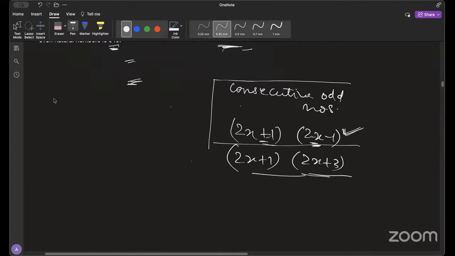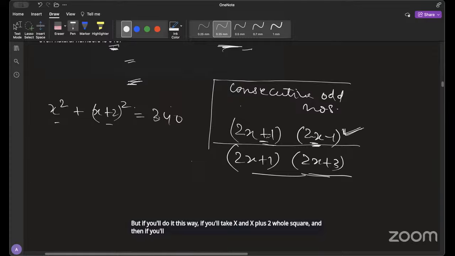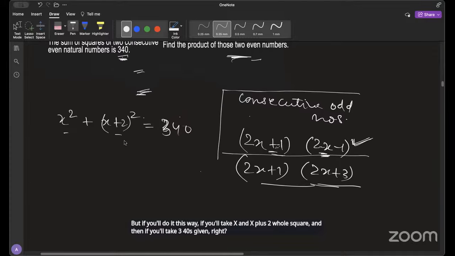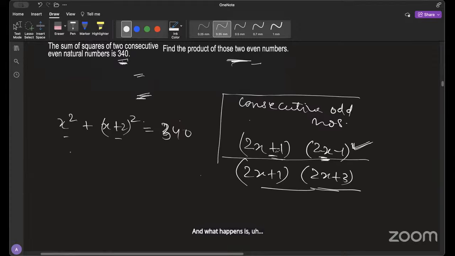Ma'am, why did you erase it? We were doing it right, no? If you take x and (x plus 2) whole square, and then 340 is given, right? Ma'am, but why did you erase it? Yeah, I'm going to tell you why I erased it.